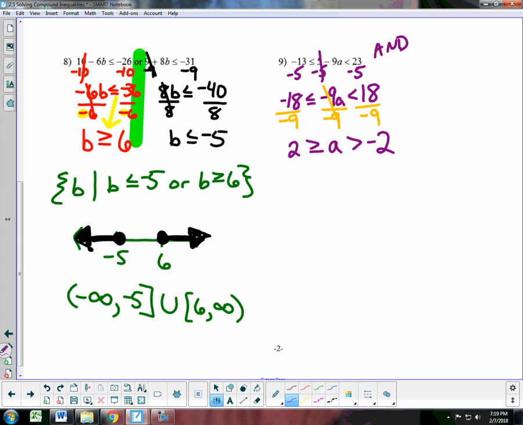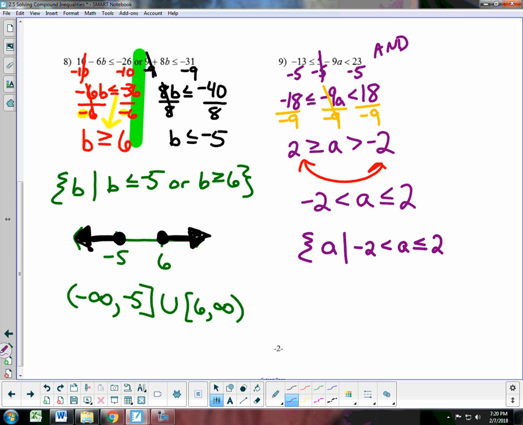Okay, now this is fine, except we always like to use less than symbols, and we like to have the smaller number first. So I'm going to flip everything so that we're starting with the smaller number first. So that'll be negative 2 is less than a, which is less than or equal to 2. Notice how I also flip the signs when I flip the numbers. The only thing that didn't move is the a, right in the middle. All right, now set builder notation, all a values such that negative 2 is less than a, which is less than or equal to 2.